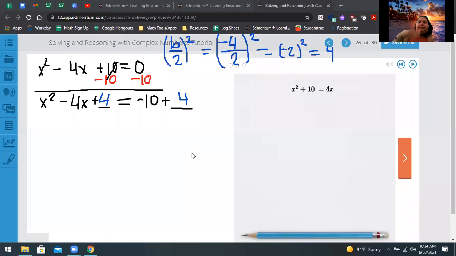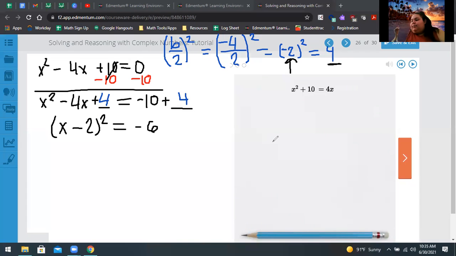Now we're going to simplify this information. So after finding that missing number, we're going to simplify. This is how we simplify. x squared minus 4x plus 4 becomes (x minus 2) squared. Where did I come up with this minus 2? So we already plugged in this 4. Do you see how we got a negative 2 before that? So inside the parentheses before you square, it's going to be negative 2. Or you're going to take that number there. Equal to negative 10 plus 4, which is negative 6.